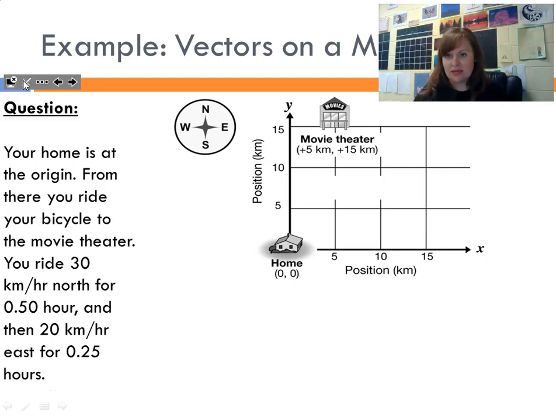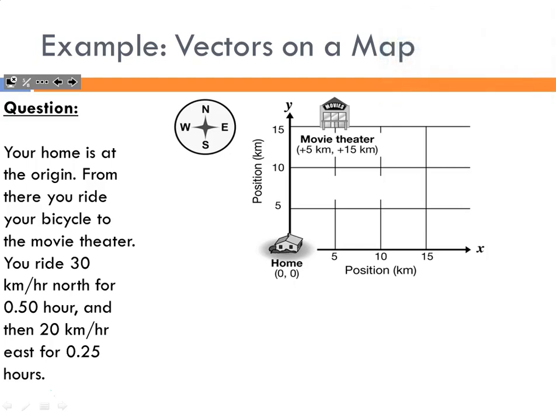The first question I'm going to ask myself, and I'm going to go to the board for this one to help y'all out. Okay, first question I always ask is, what am I looking for? And I know on here it already gave you a grid to work off of, and it told you where your home was at 0, 0, and it went on ahead and found your movie theater having a vector of plus 5 kilometers and plus 15 kilometers. But I want the math. I want to see exactly how they did that.